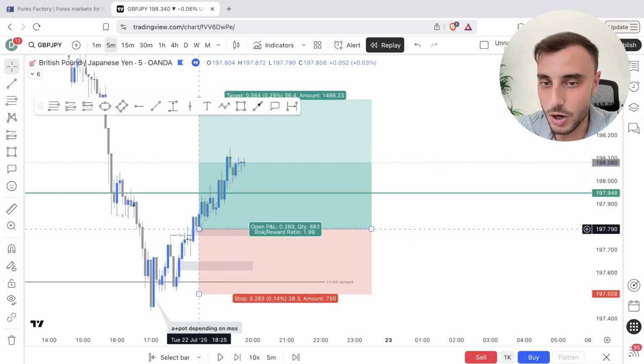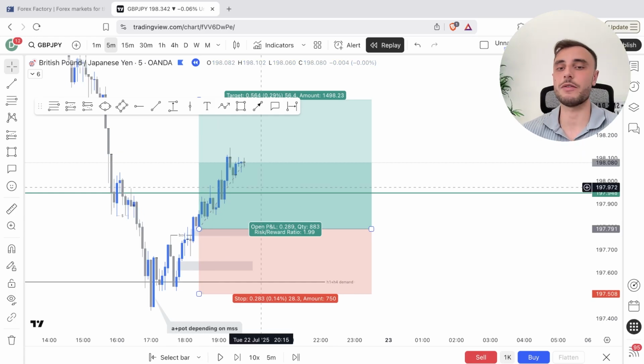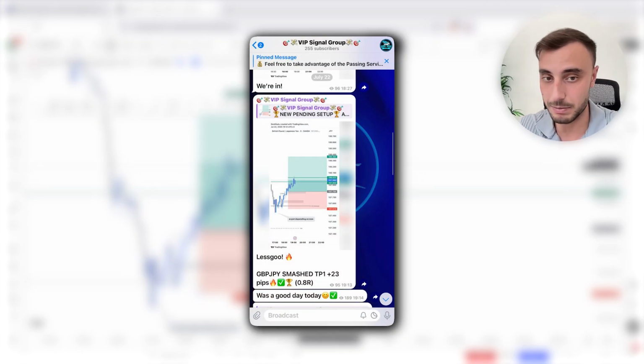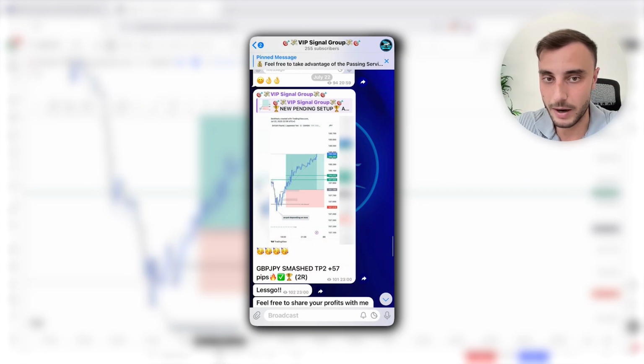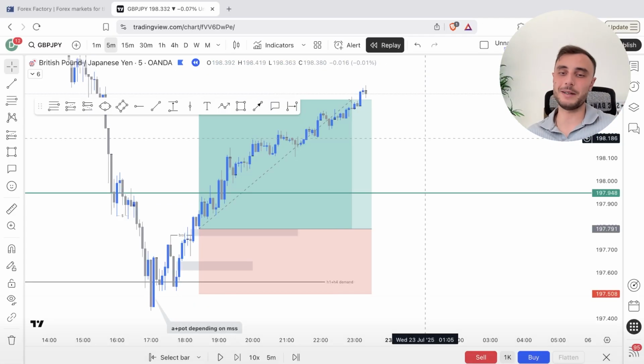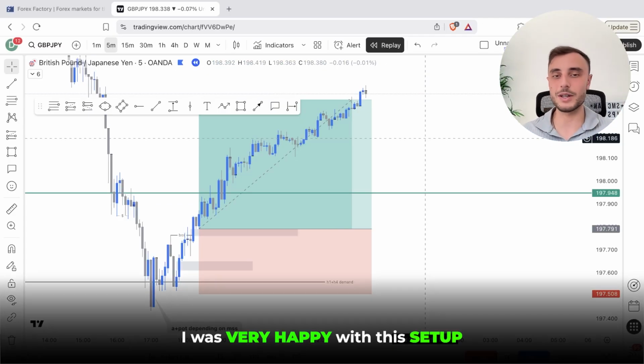Okay, literally no drawdown on it. Went straight into the profit. Right here, it already smashed TP1. And then at 11 p.m. my time, it smashed the TP at 2RR, okay? Right here, yeah, at 11 p.m. it smashed the TP. Was very happy with this setup, got some really good profits on it.